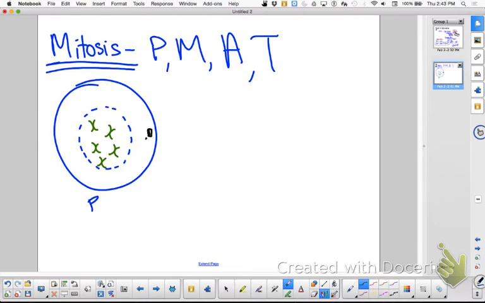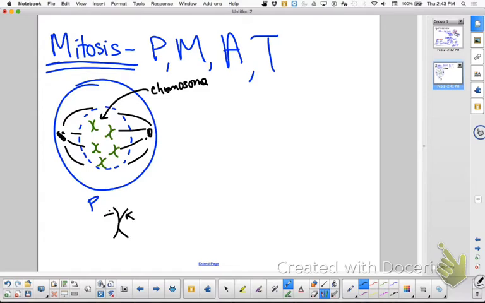Here's some little centrioles over here. We could start to have our spindle fibers starting to form. There's our prophase. I would label it prophase. I would point out that that is a chromosome. These two are sister chromatids, right? Those are the kinds of things I would be doing.